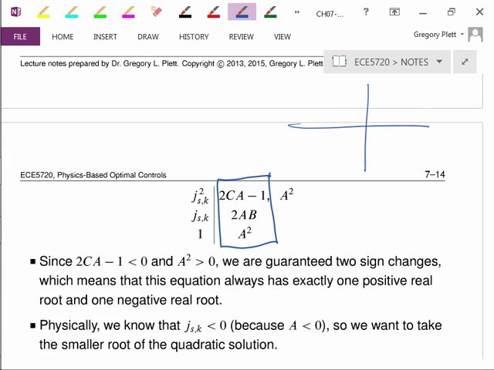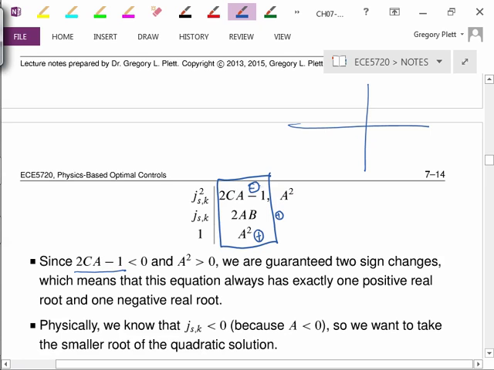And this is why it was important earlier for us to say the signs of C and the signs of A. It turns out that 2ca minus 1 is always less than 0, so this is minus. And a squared is always bigger than 0. 2 times a times b depends on b, and b is the applied current, so it could either be positive or negative depending on the applied current. But the point is, if it's positive, I go from minus to positive, which is one sign change, to positive, which is no more, so there's a total of one sign change. Or if it's negative, I go from minus to minus, which is no sign changes, but minus to plus, which is one sign change. So it doesn't matter what b is.